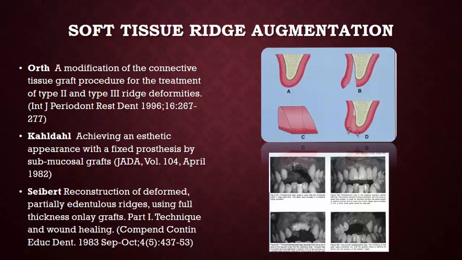According to Allen's study, modification of the connective tissue graft procedure for the treatment of type 2 and type 3 ridge deformities, we can use soft tissue to treat type 2 and type 3 ridge deformities. So we don't need the bone graft or membrane in every case, and we don't have to deal with bone failure or exposure of the membrane. Sometimes we just need to improve the aesthetic appearance of the tissue.